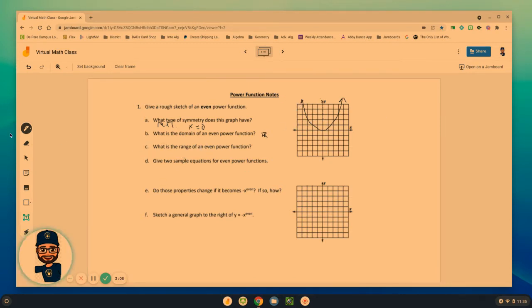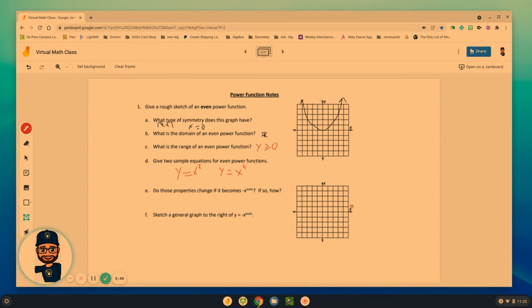Now, what is the range? The range, again, is slightly different because it doesn't go up and down. In this case, when it's a positive even, the range has to be greater than or equal to 0. My y values will have to be greater than or equal to 0 because it's always going to go up in the positive direction. So what are some examples? Y equals x squared. Maybe this is y equals x to the fourth, x to the sixth, anything like that, okay?